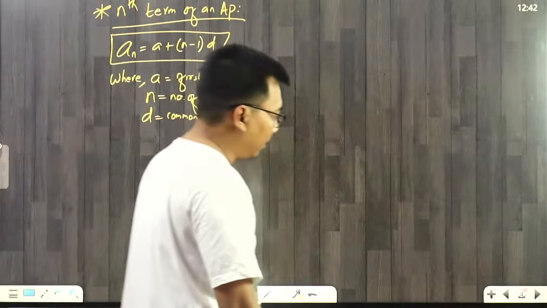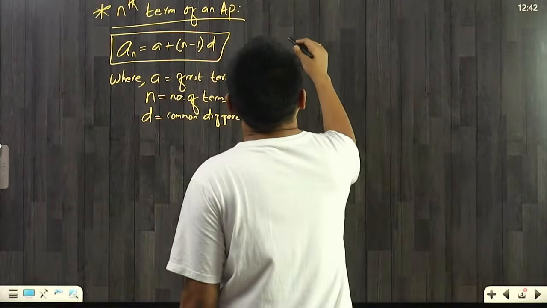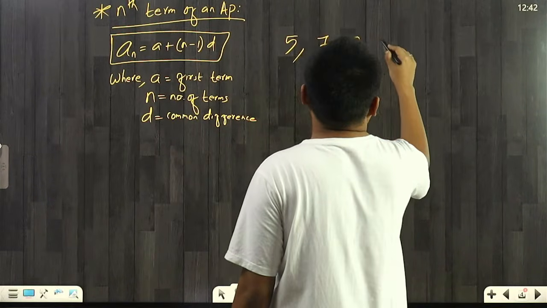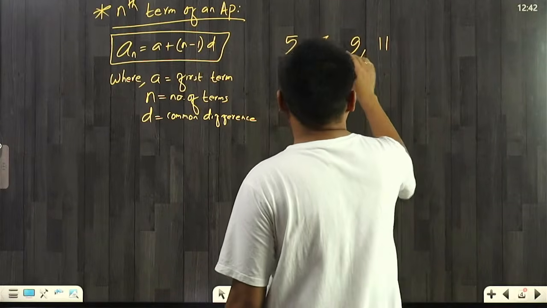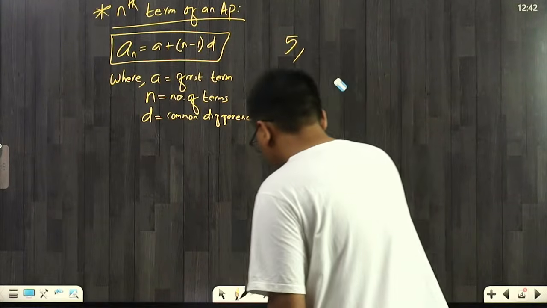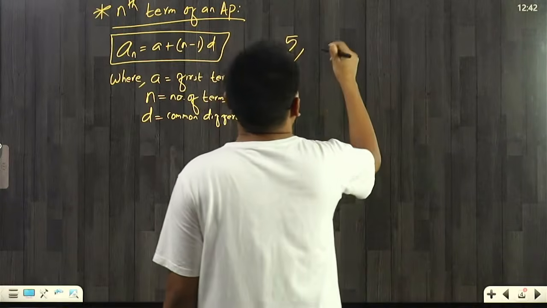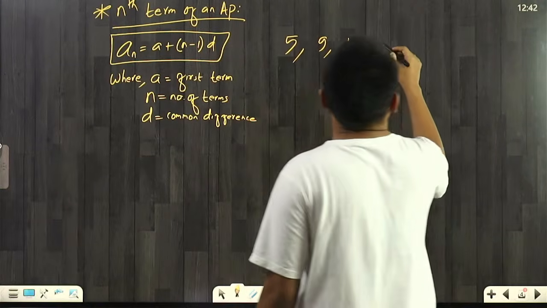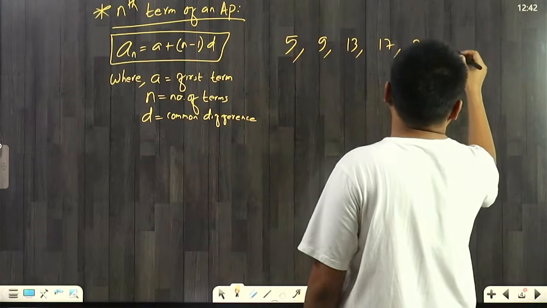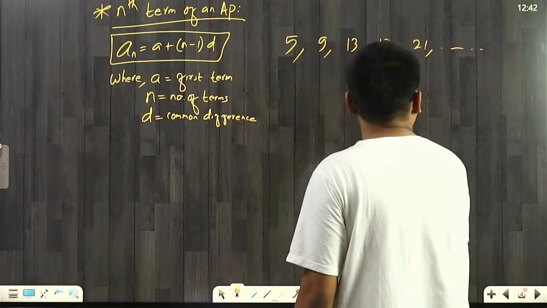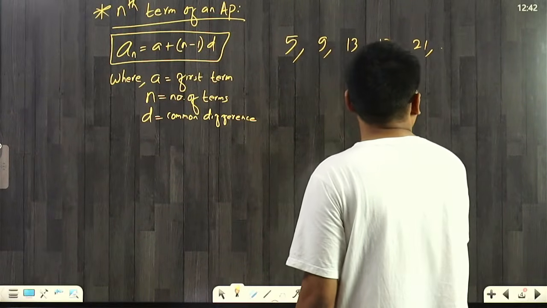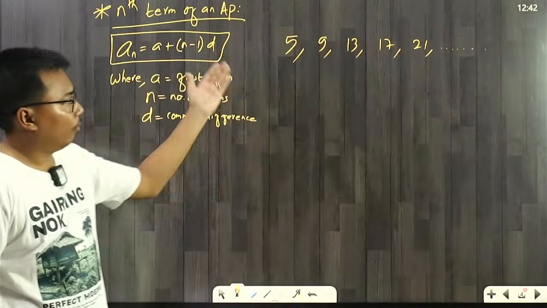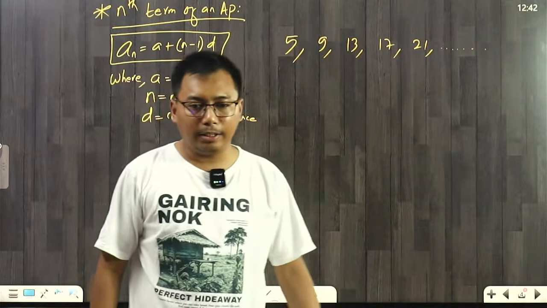Now let's take one example. 5, 9, 13, 17, 21, and so on. First of all, we can see that this is an AP.